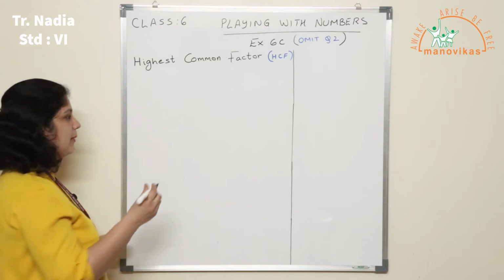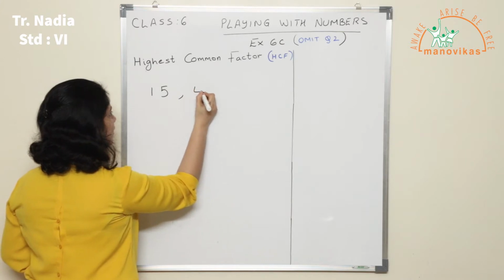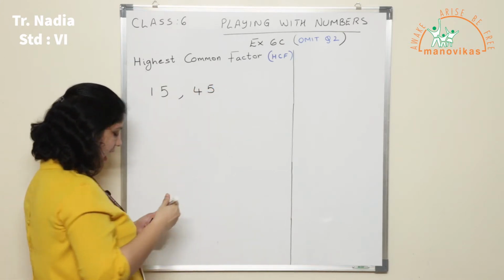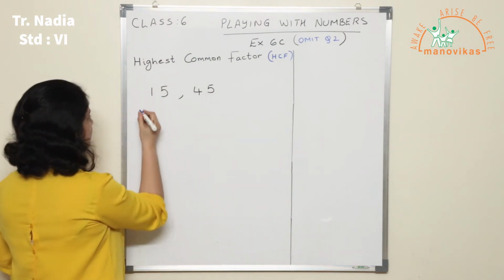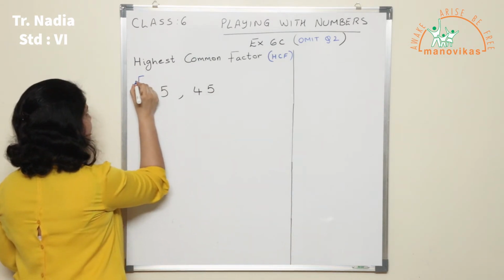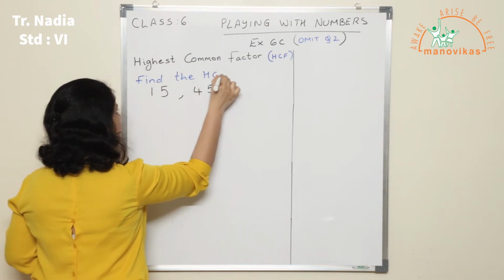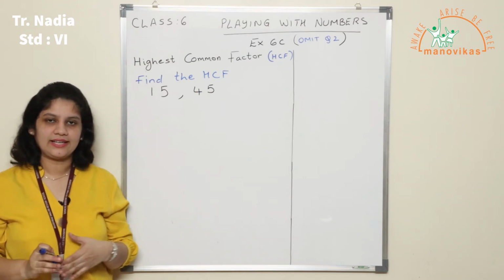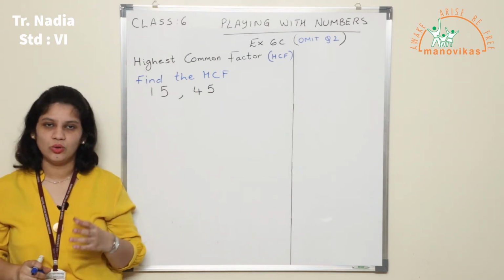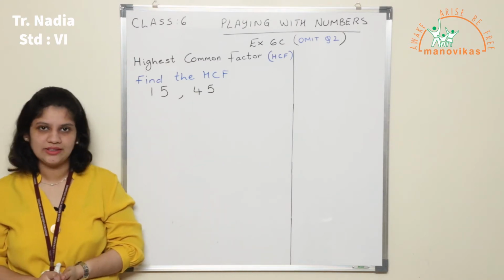Consider I have two numbers, 15 and 45. Now I want to find the HCF of these two numbers. Okay, I have 15 and 45. I want to find the HCF. Now what do I mean? I want to know which is the highest common factor of these two numbers.